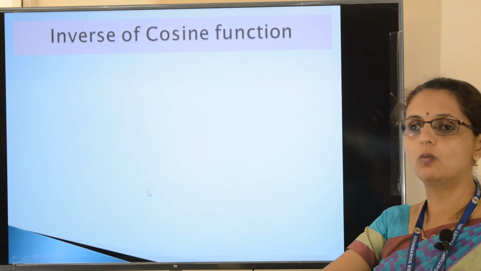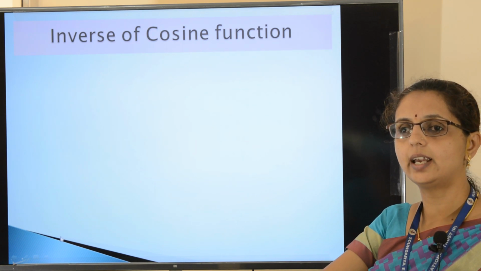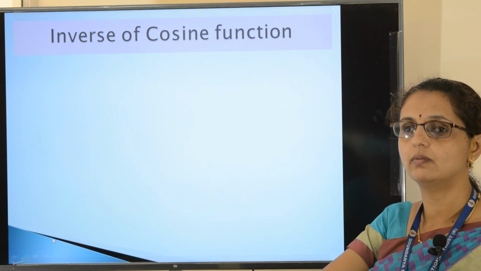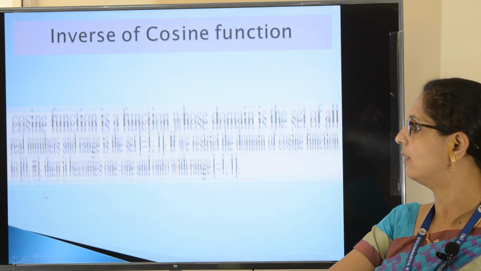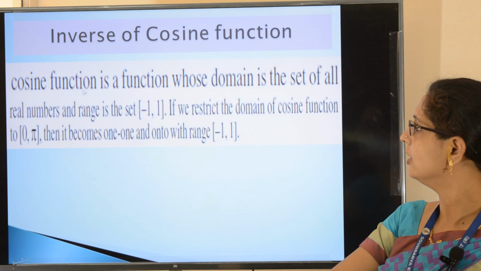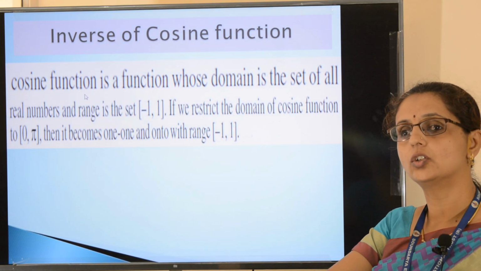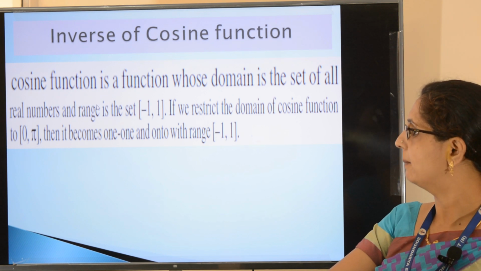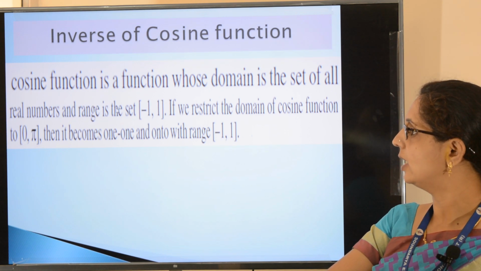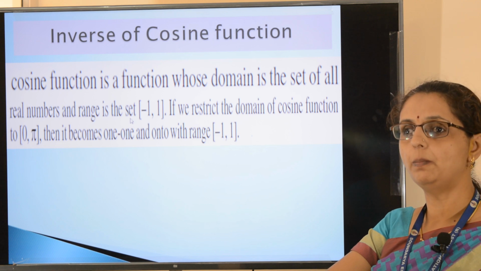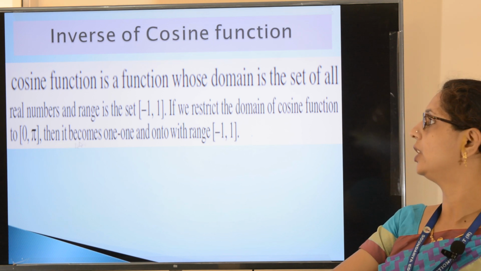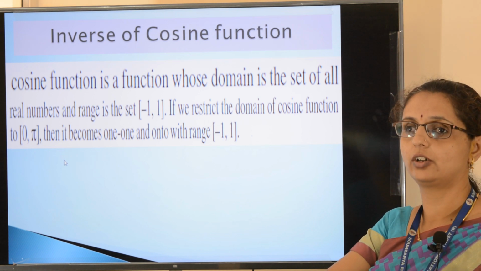Let us now move on to the second inverse function called the inverse of cosine function, students. Cosine function is defined once again on the set of real numbers, but in this set of real numbers, the range is -1 to +1. We have to restrict the domain of the cosine function, isn't it?